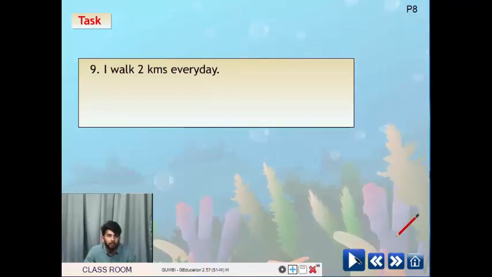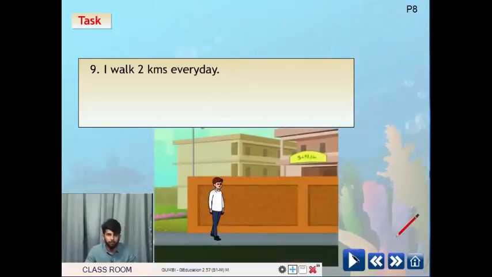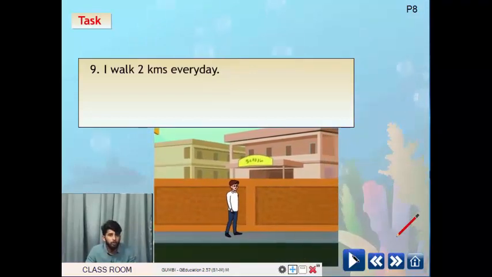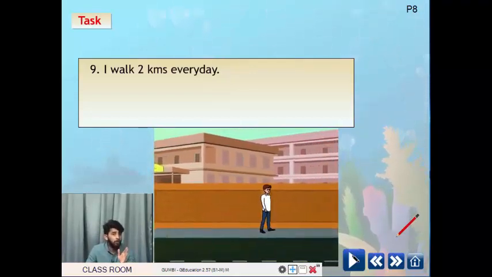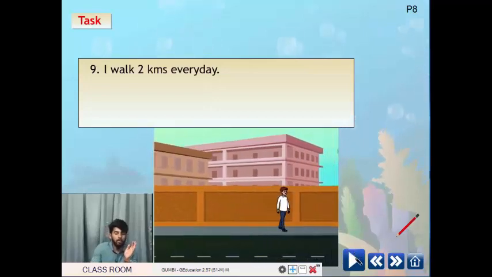I walk 2 kilometers every day. So now again tell me children, how many verbs do you find? You could find only one verb. So which is that verb?